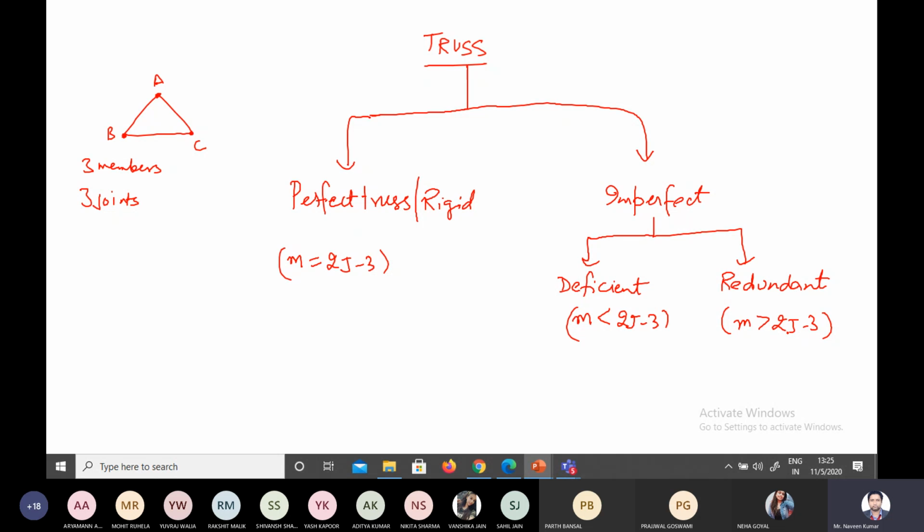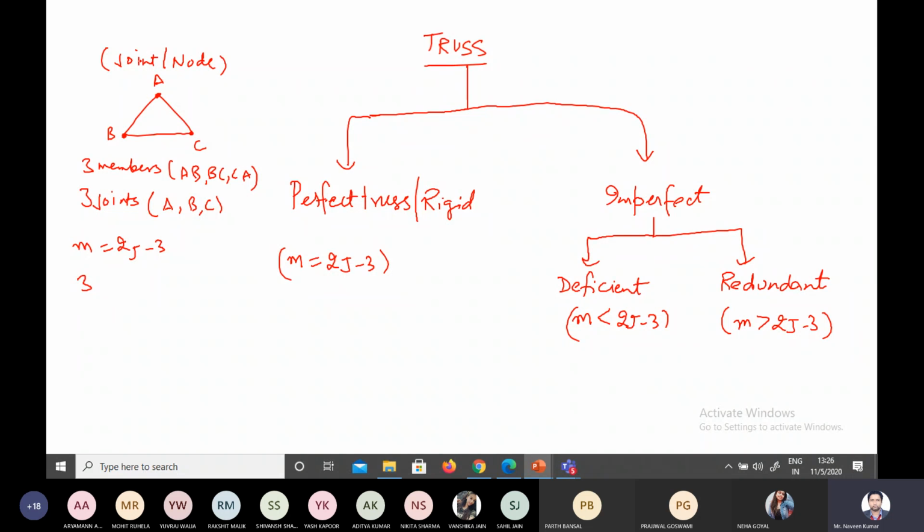So if I apply this equation to the figure which I have drawn here on the left hand side, m is equal to 2j minus 3. How many members are there in this triangle truss? Three: AB, BC, and CA. We have the three members here, and here we have the joints A, B, and C. Joints are also called nodes. You can make a note of that. In some books, they say node or joint, so both are the same.